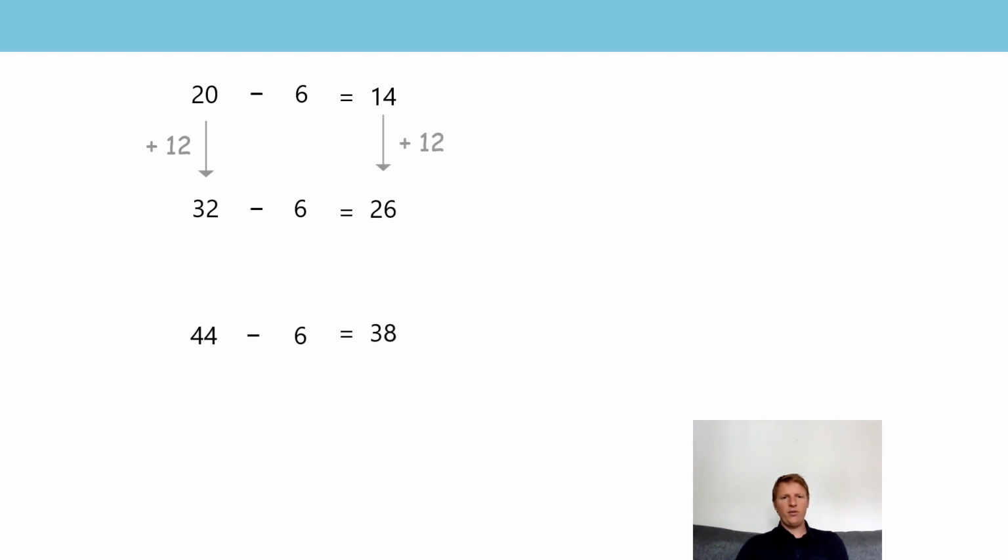This time, 44 subtract 6 is equal to 38. What's happened? Our minuend has increased by 12. Our subtrahend has stayed the same. Our difference has also increased by 12. So that time, both the minuend and the difference increased by the same amount each time. Let me show you a different calculation. 99 subtract 9 is equal to 90. What happens this time? What happens when I change my calculation? 96 subtract 9 is equal to 87.